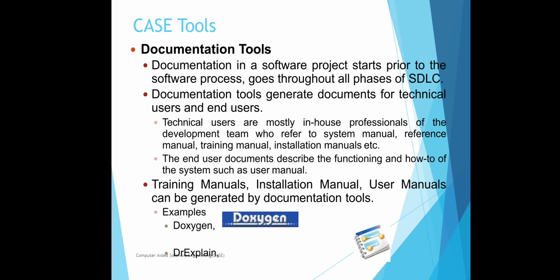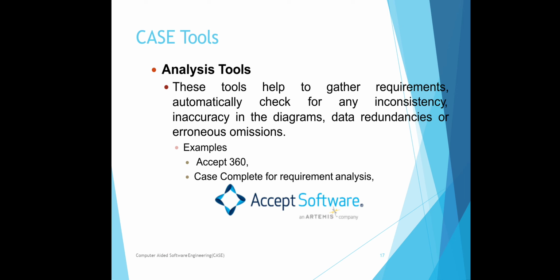CASE tools, documentation tools. Documentation starts with the project, and the software process goes throughout all the phases of SDLC. User manuals can be generated by the documentation tools. Example: Doxygen. Analysis tools are used to check for data redundancy and automate checking. For example, Accept 360.